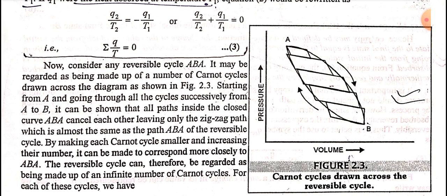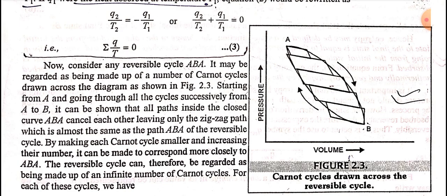Now consider any reversible cycle ABA. It may be regarded as being made of a number of Carnot cycles drawn across the diagram as shown, starting from A and going through all the cycles successively from A to B. It can be shown that all paths inside the closed curve ABA cancel each other, leaving only the zigzag path which is almost the same as the path ABA of reversible cycle. By making each Carnot cycle smaller and increasing their number, it can be made to correspond more closely to ABA. The reversible cycle can therefore be regarded as being made of an infinite number of Carnot cycles.